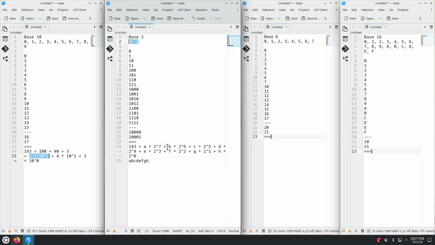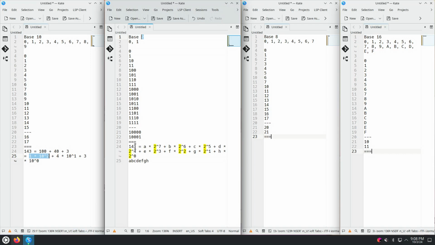Okay, how do we compute A, B, C, D, E, F, G, H? By keeping on dividing by the base and looking at the modulo, the remainder. So let's do that. How do we do that?